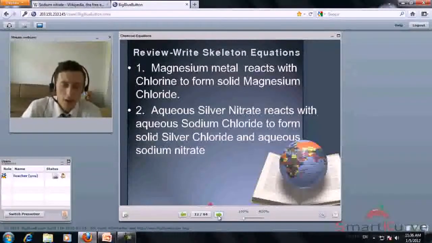Review. Here's where you can test yourself on slide 12: magnesium metal reacting with chlorine to form magnesium chloride.